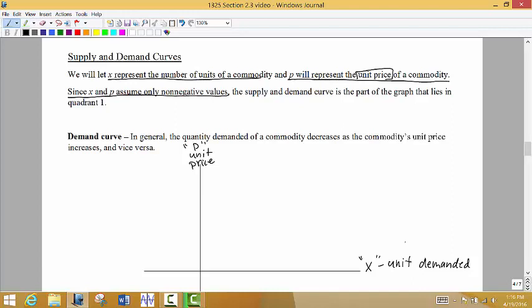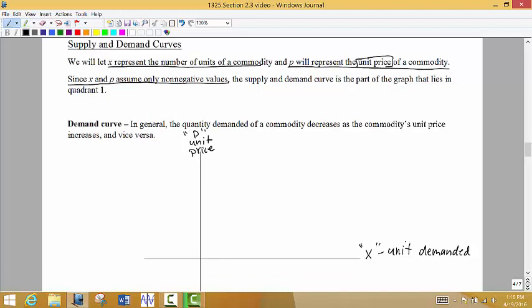Okay. So in general, the quantity demanded of a commodity decreases as the unit price increases, and vice versa. So for example, let's say that I am selling some pencils, and I would like to sell each of these pencils for $50 each. All right, these are really nice pencils. How many pencils would you be inclined to buy? Well, that price is pretty high. And the higher the price, so let's say that I have a high price, the lower the demand. So you might be likely to only buy one of those pencils.